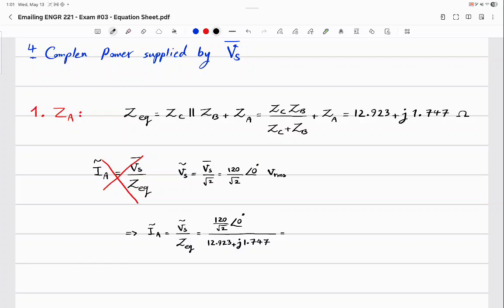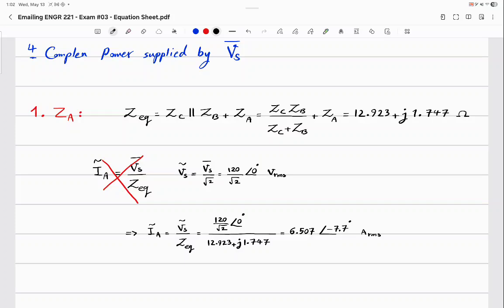Do you want polar or rectangular? You should tell me. Polar? Okay, give me polar. 6.507 angle negative 7.699. Can you tell me what's the units? Amps RMS. Yeah, because it is the RMS value.